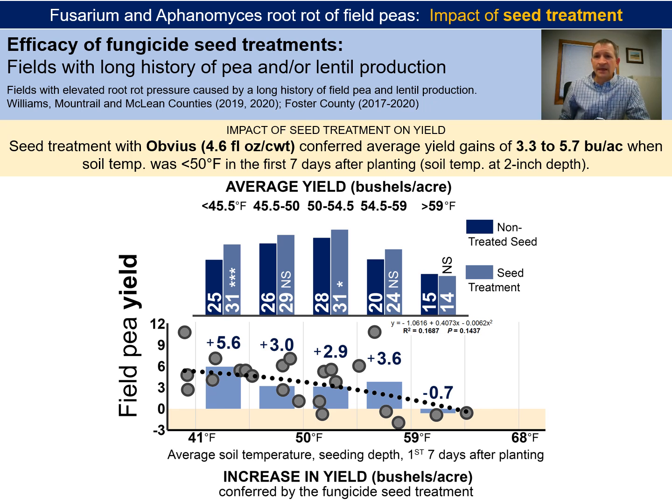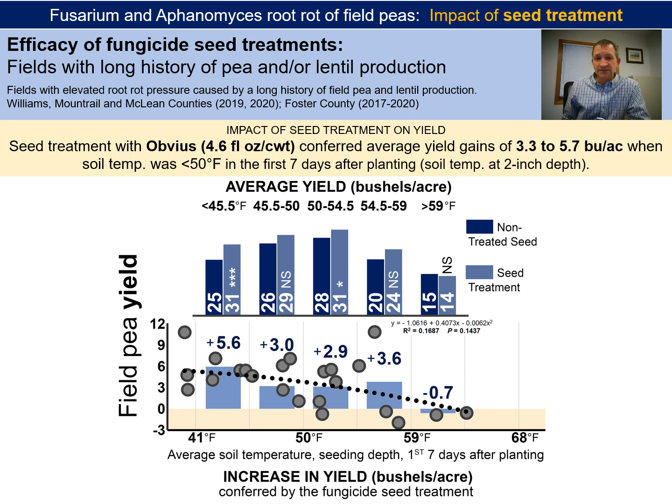bump, okay? And now that yield bump tapers off as the soils get warmer, because Obvious is a very good product against Pythium and Rhizoctonia, but does not have a lot of efficacy against Fusarium. And so as the soils warm up and become really favorable for Fusarium, but become less favorable for Pythium and Rhizoctonia, you see, yes, less of a yield gain from the seed treatment with Obvious.